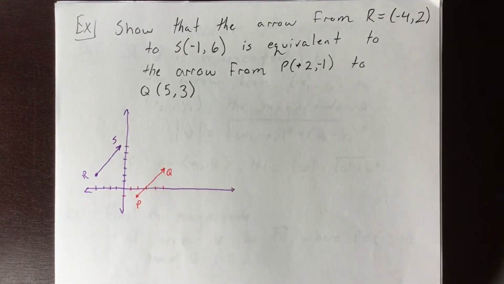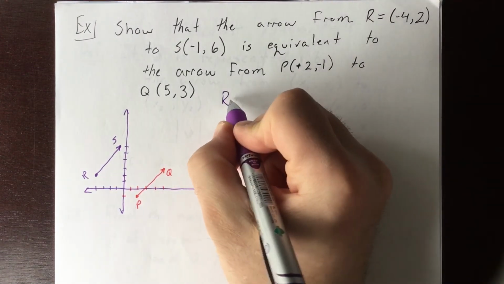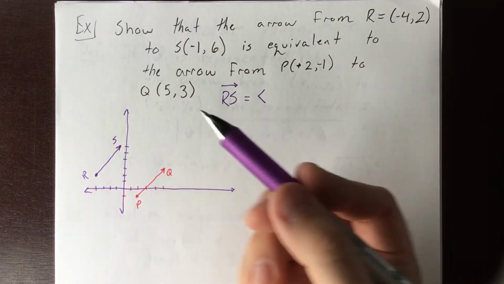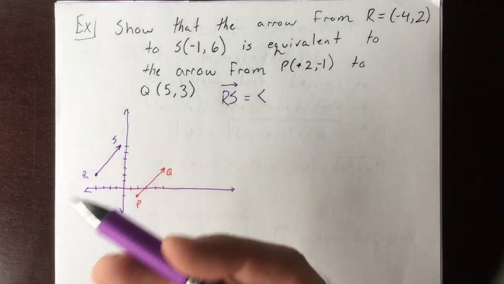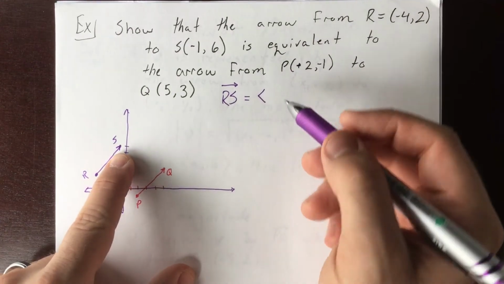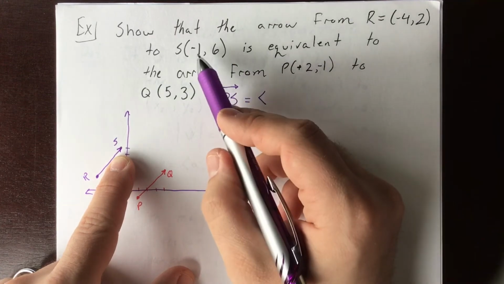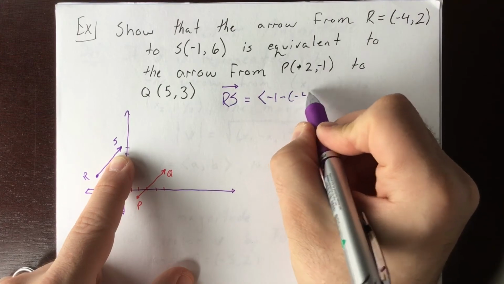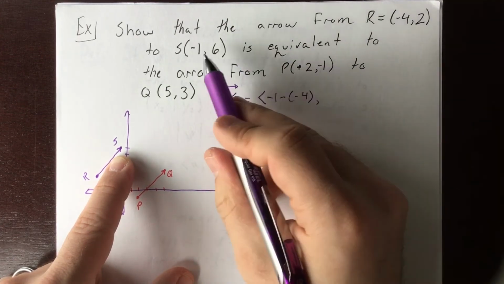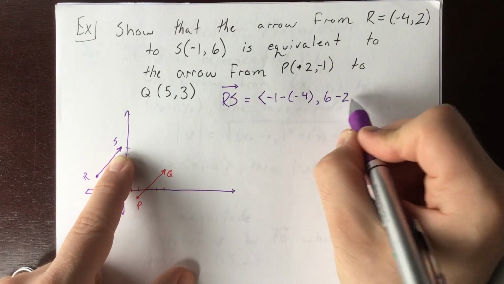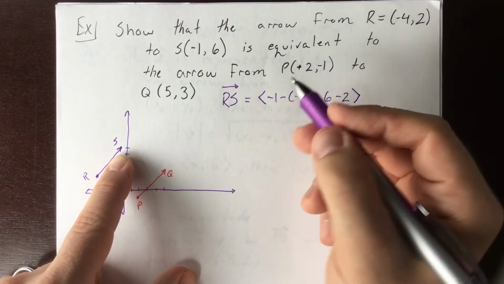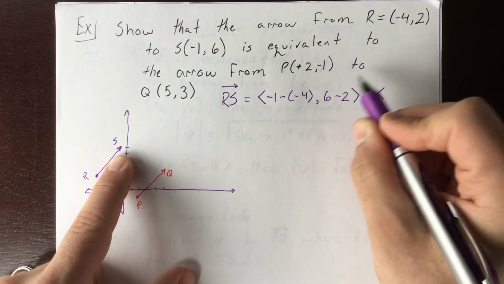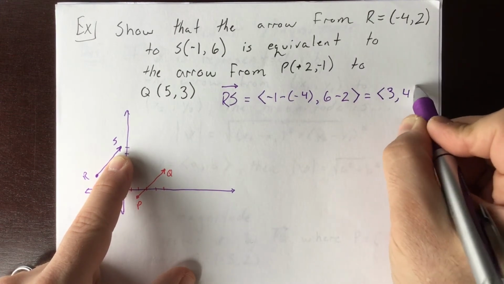So if I want to do R to S, remembering that with R to S, the terminal point must be considered as my x2, y2. So when I go to do this, I'll be taking negative 1 and subtracting negative 4, and then 6 subtracting 2. So doing the calculation real quick, we find that the component form of this vector is positive 3, positive 4.